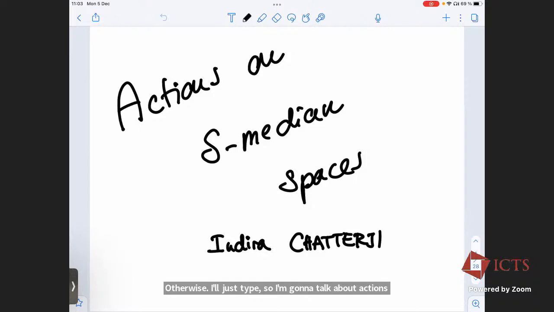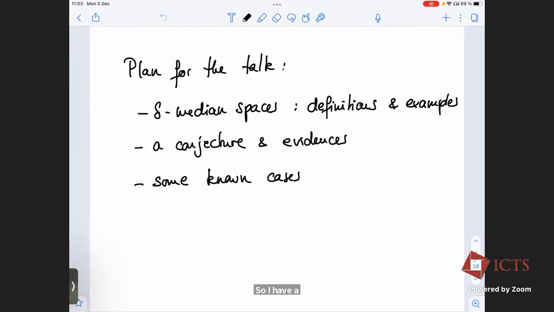So I have a plan for the talk. First, I'm going to define medians, delta median spaces, and give some examples. I'm also going to give a conjecture and some evidence for this conjecture and some known cases. When I was younger, I used to start my talks by giving a result that I had proven. Now I will mainly base my talk around the conjecture that I would like to prove and some explanation on why I think this conjecture is interesting and why it should be true.